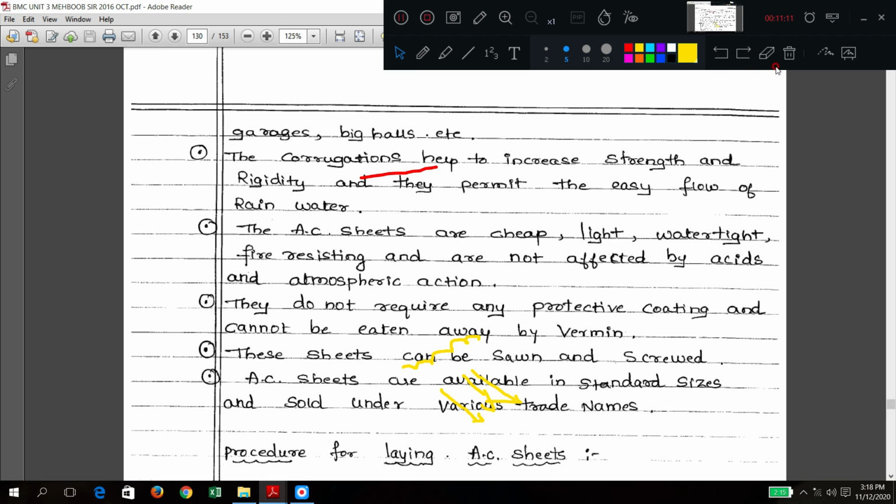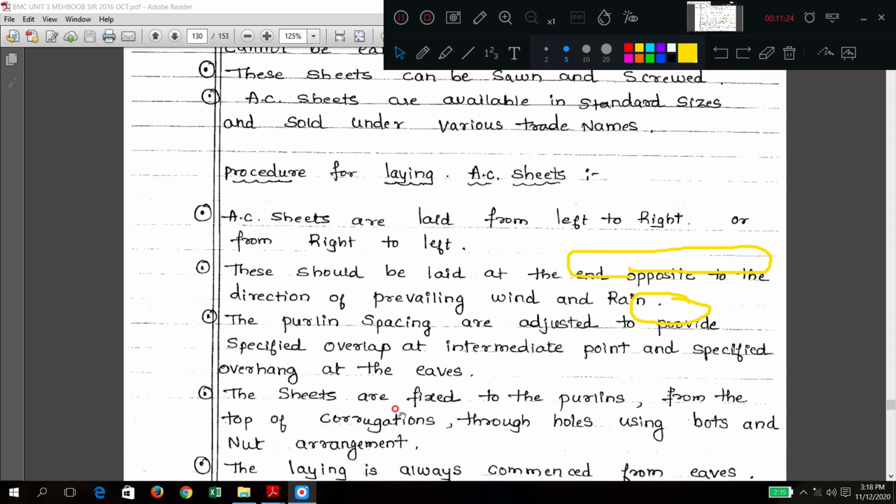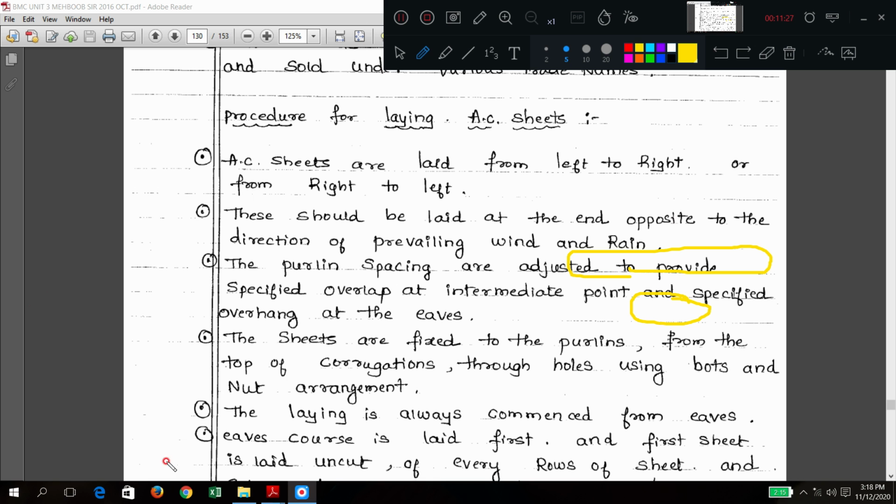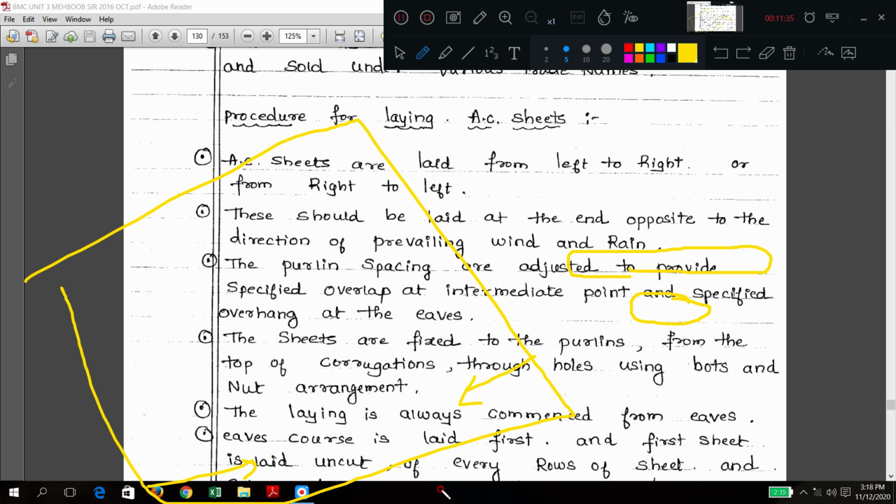Now what other advantage can you see? In general, these have good resistance to acids, and they don't require any coating. We have not coated anything. The procedure we saw yesterday: if it is a big slope, you start from left to right or right to left in one direction continuously, starting from the bottom layer and moving upward. There should be sufficient side laps and sufficient lengthwise laps. These are the common points we saw yesterday.